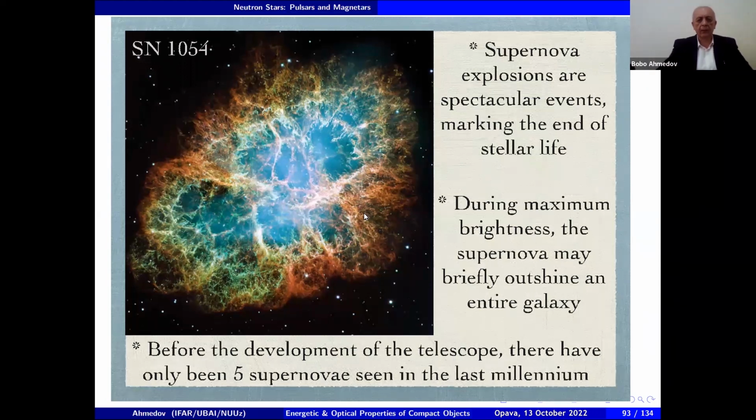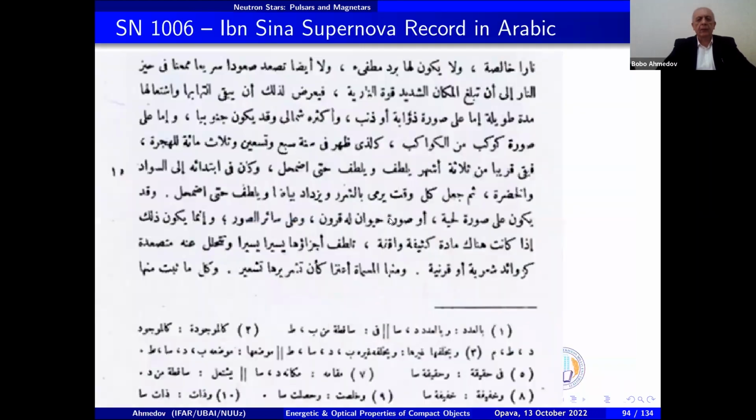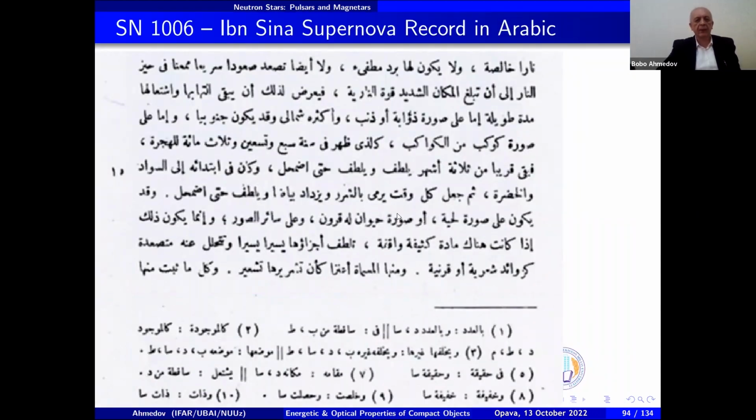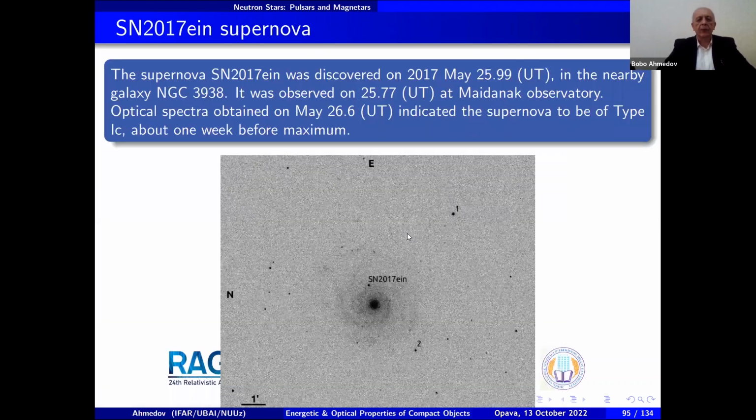So other research is related to the neutron stars. We know that supernova explosions are very energetic events, and only 5 supernovas were observed before the optical telescope era. What is very interesting is that one of them was observed in Central Asia by Ibn Sina in 1006. So you can see the description of this.